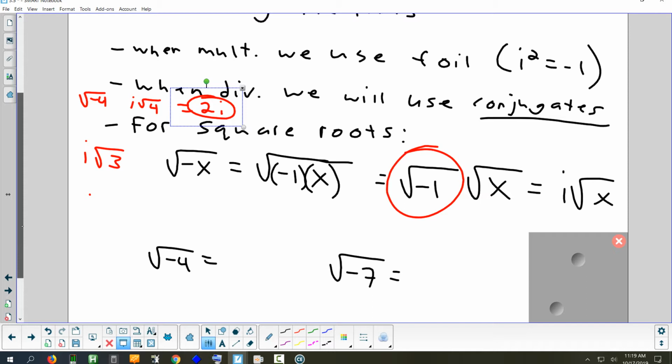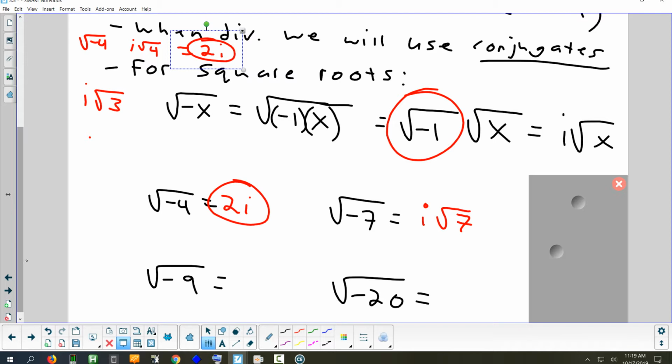Actually, I just did the square root of negative 4. That was 2i. How about the square root of negative 7? How would I write that one? Yeah, i square root of 7. Put the i in front, so the negative comes out as an i. How about the square root of negative 9? Yeah, 3i.